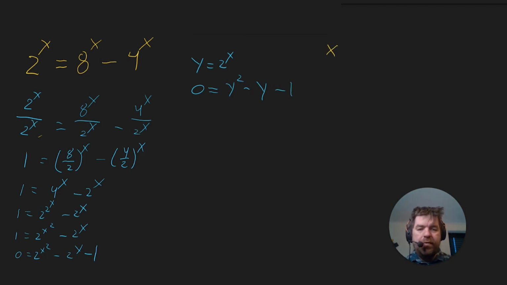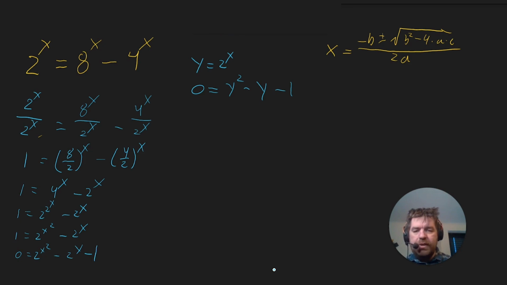which is x equals minus b plus minus the root of b squared minus 4 multiplied by a multiplied by c, divided by 2a. Okay, and we then need to figure out what is a, what is b, and what is c. Okay, so a equals 1, b equals minus 1, and c equals minus 1.